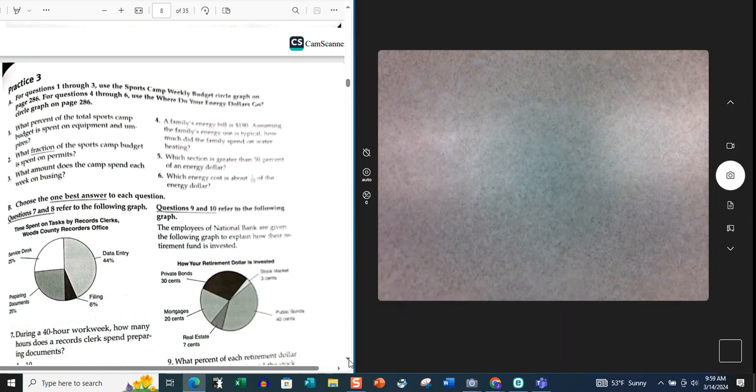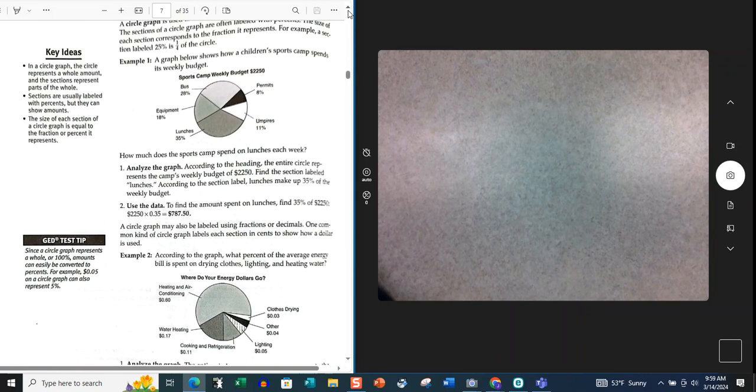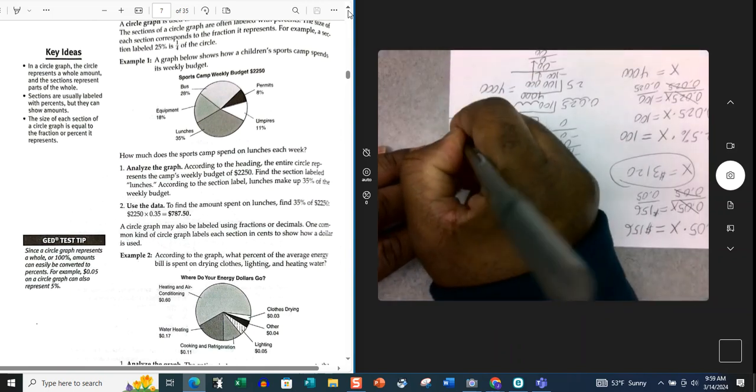So now we come to number 3. It says, what amount does the camp spend each week on busing? So now we're looking for a specific amount. We want to know the amount spent on busing. So we go back up to the graph. And this is problem number 3.